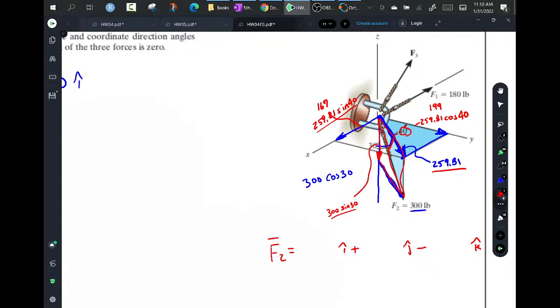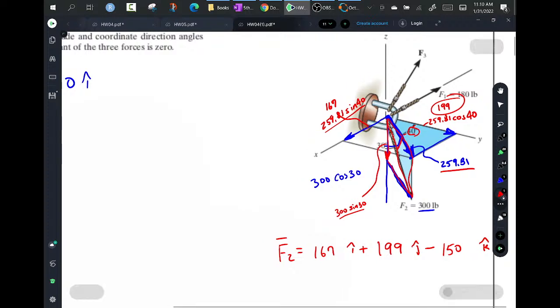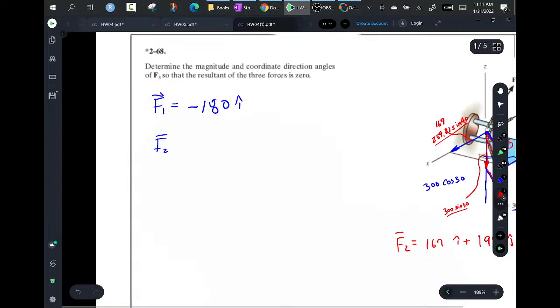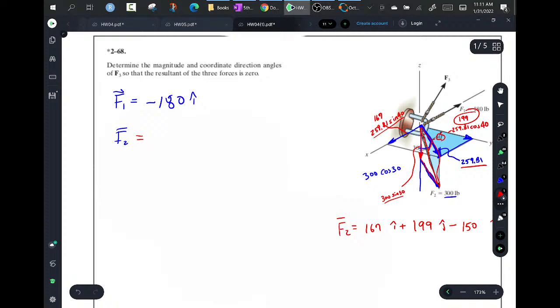I could change this around. So 167. Okay, so it's going down 150. It's going over to the right 199. Now, I threw away some digits, so I don't know how accurate I'll be compared to what he would ever come up with, but I'm just going to go with it. And I've got so much on the screen there.